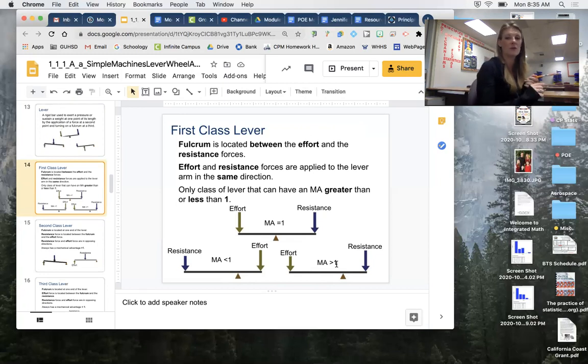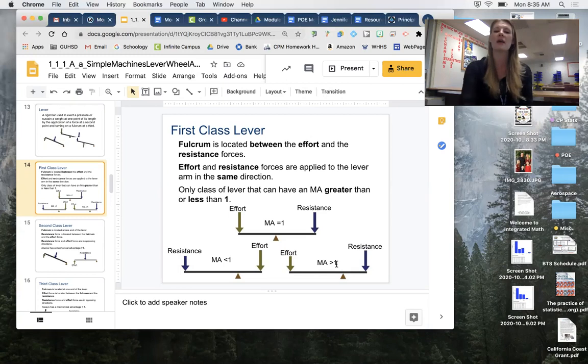To get a mechanical advantage greater than 1, instead what you would do is have the load here and put the fulcrum closer to the load. Then you would have more room to be able to push down, and that creates a mechanical advantage greater than 1. We see this actually in teeter-totters downtown at the water park.